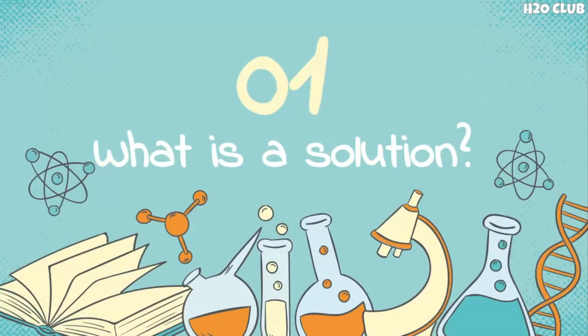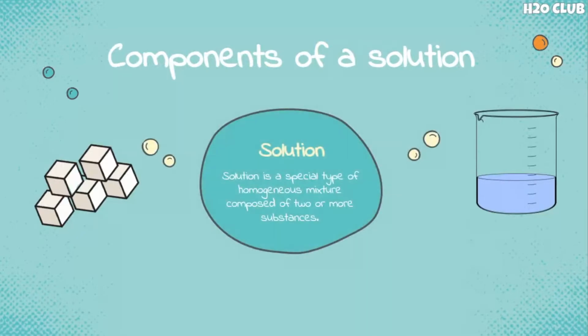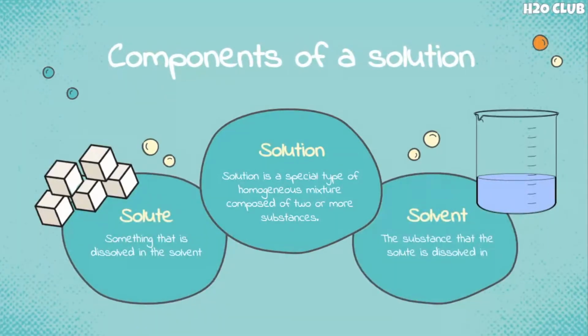First, what is a solution? A solution is a special type of homogeneous mixture composed of 2 or more substances. There are 2 components of a solution, which are the solute and solvent. A solute is something that is dissolved in the solvent, like sugar, and solvent is the substance that the solute is dissolved in, like water.